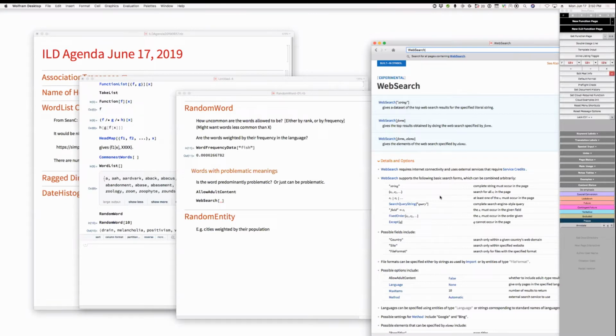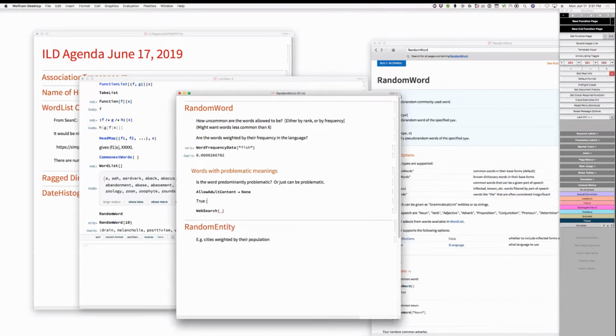So I could imagine that we could have allow adult content arrow none. It could mean we have the following settings: allow adult content of true means just allow any word, right? Then to say false would mean disallow predominantly problematic words.